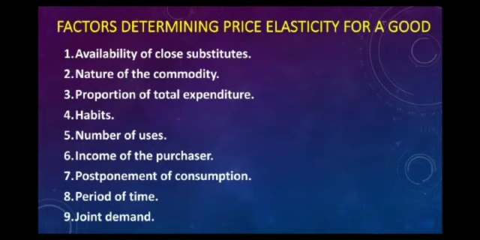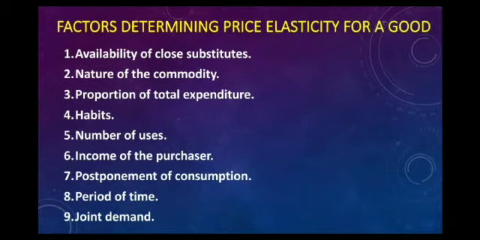Point number 6 is income of the purchaser. The elasticity of demand is also influenced by the income of the consumers. If the consumer is rich, he will not bother much by small changes in price. On the other hand, a poor consumer will give importance even to small changes in price. This demand therefore will be price elastic. Point number 7 is postponement of consumption. For example, when the price of cement rises, people can postpone their plans for house building. Thus, the demand for cement is relatively elastic.